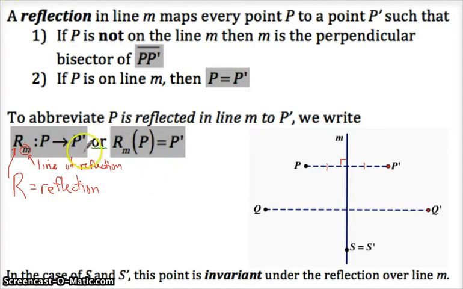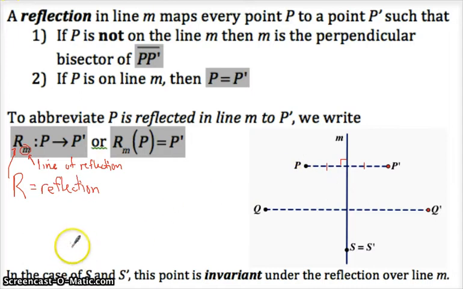You should have done this kind of stuff in algebra using either the arrows or the equals. That's just saying P went to P prime when I reflected it over M. The reflection of P over M is P prime. Rewind that and watch that again. That's a good way to say that. The reflection over line M takes point P to point P prime. That's just saying what is actually happening here.